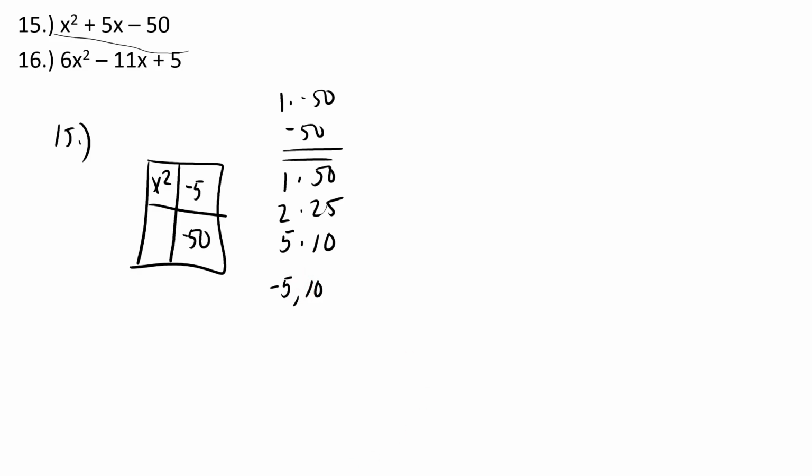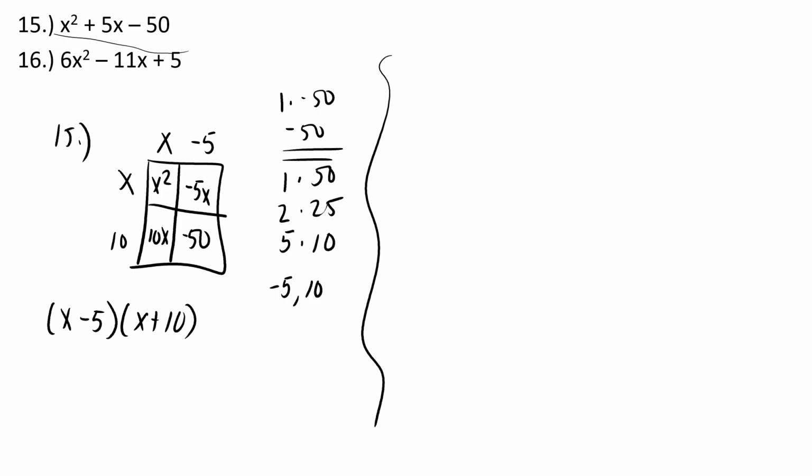So we'll go and put in the negative 5x and the positive 10x. Greatest common factor, we'll factor this way. x squared and 10x would be x. x times x is x squared. This is negative 5. This is 10. 10 times negative 5 is negative 50. So my base was x minus 5, and my height was x plus 10, sorry.